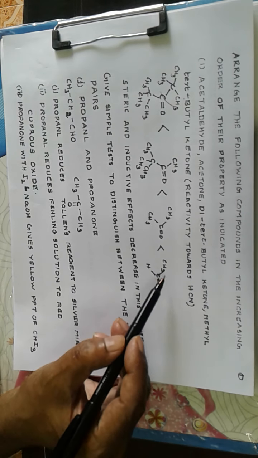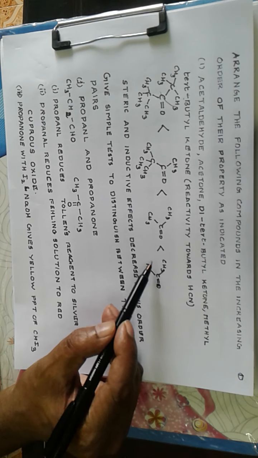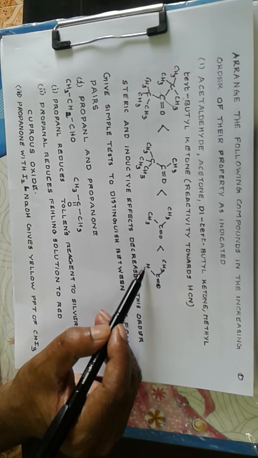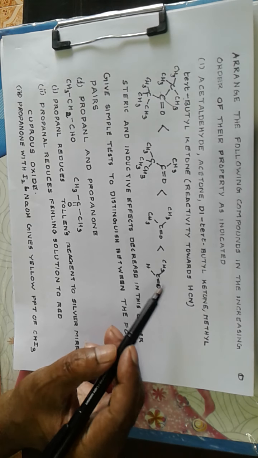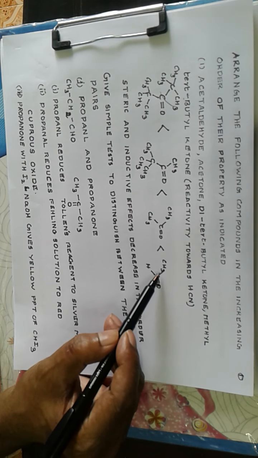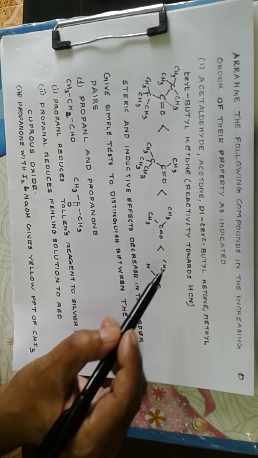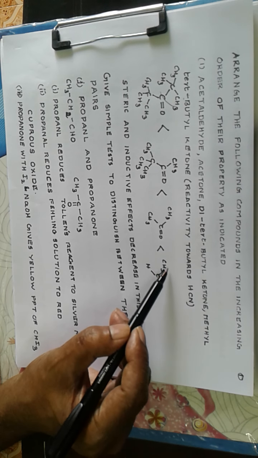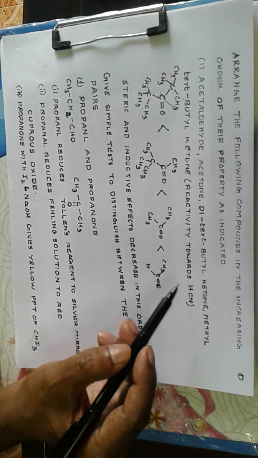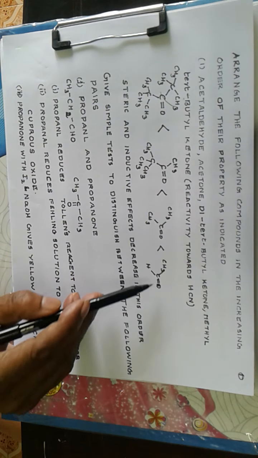And in the case of acetaldehyde, the inductive effect of hydrogen is practically nil, zero. So only a methyl group with a small effect compared to the bulky tertiary butyl groups. And the steric effect is also smaller because there is only a small methyl group. So the order is this one. The acetaldehyde molecule has the highest reactivity among the four compounds, and di-tertiary butyl ketone has the least reactivity.